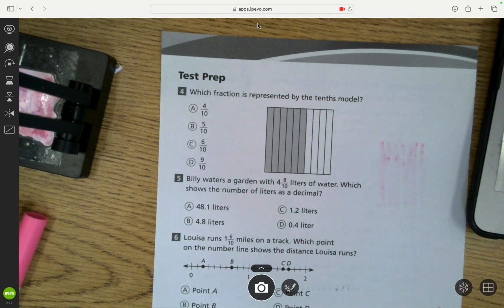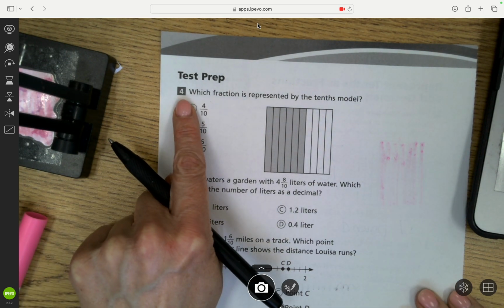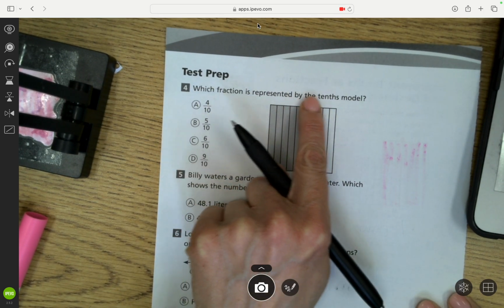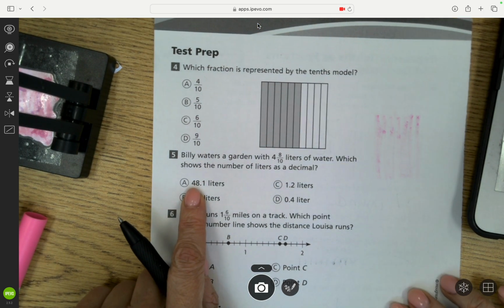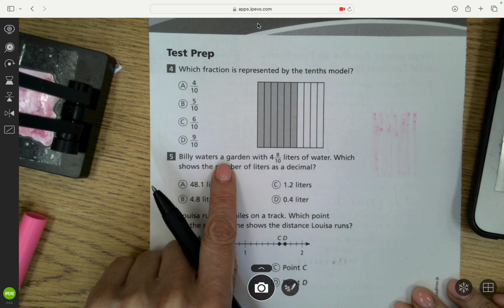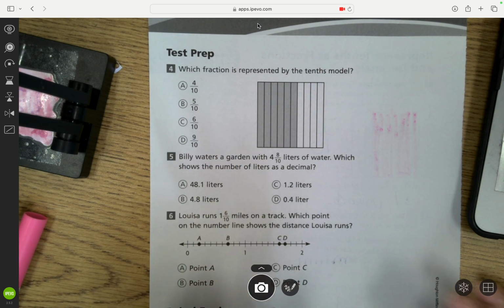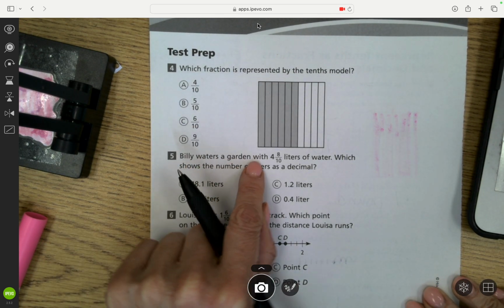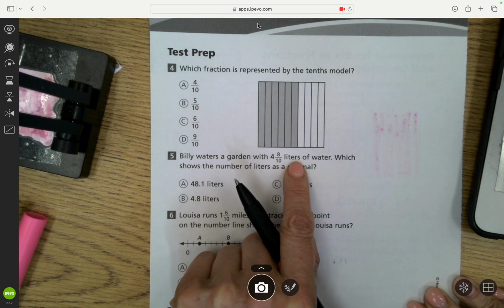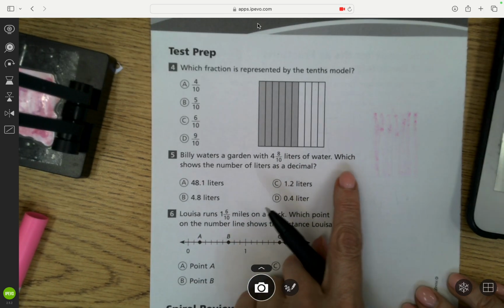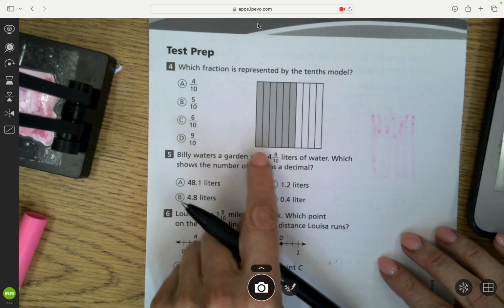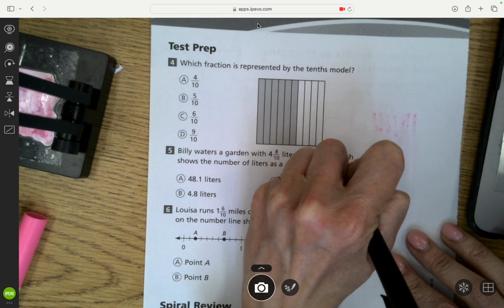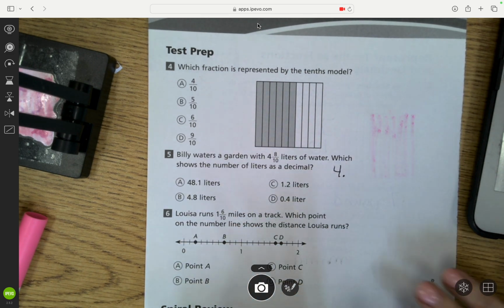All right. These you're going to all do on your own. I'm going to read them to you. Number 4, which fraction is represented by the tenths model? Number 5, Billy Waters a garden with 4 8/10 liters of water. Which shows the number of liters as a decimal? So 4 is our whole number. It's going to be 4.8/10. Which one? I gave you a really big hint there.